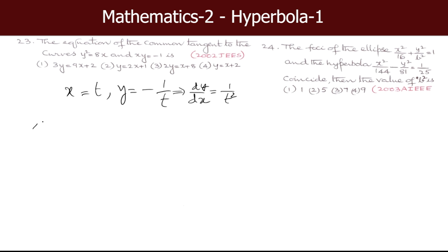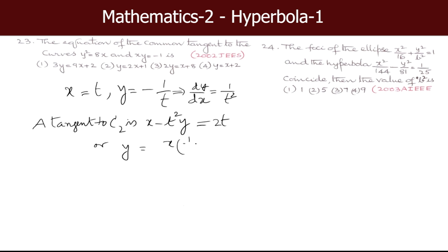So, a tangent to curve C2, the second curve. A line with slope 1 by t square is of the form x minus t square y equal to something. It passes through t, minus 1 by t. So, this is 2t, or y equal to x by t square minus 2t by t square, minus 2 by t. This is in the form y equal to mx plus c.